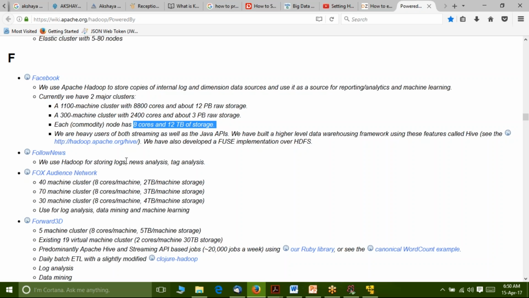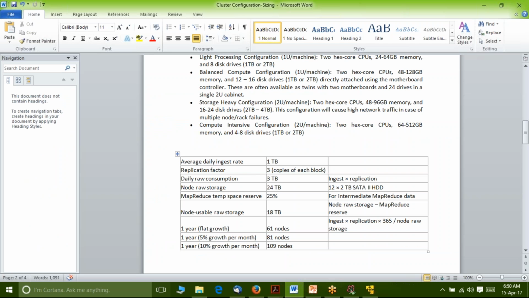It all depends on how they decide these things. It is all based on the amount of data coming into your box every day. That is the benchmark here. Based on that only we decide. Look at this one. If 1 TB of data is coming into your box every day and the replication factor is 3, the daily raw consumption is 3 TB. That is the daily ingestion with replication.